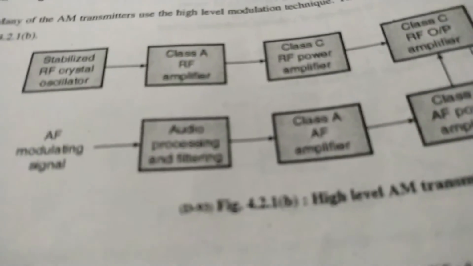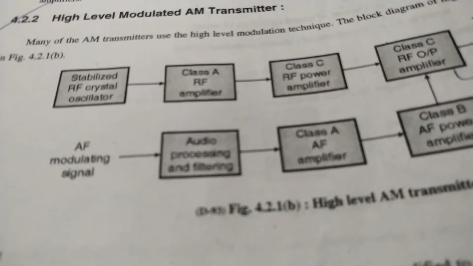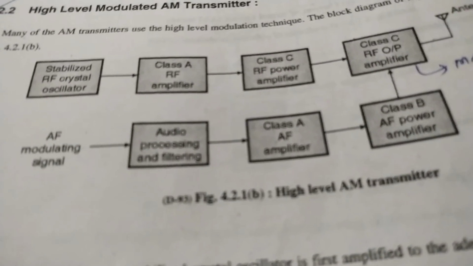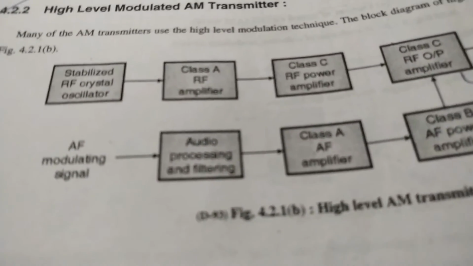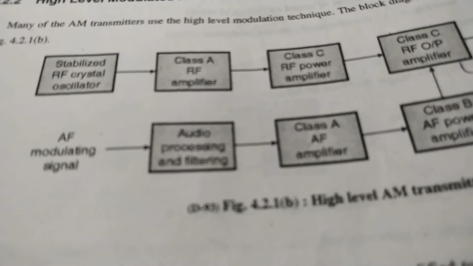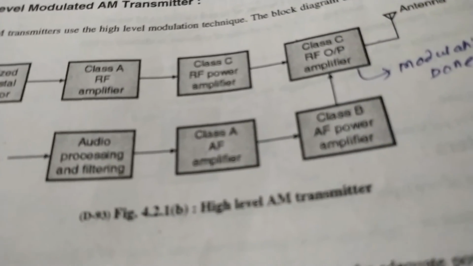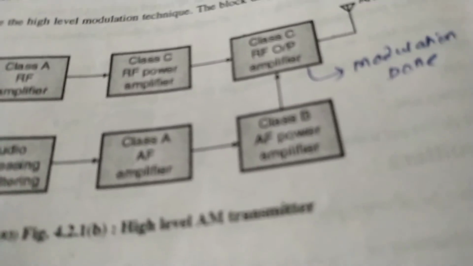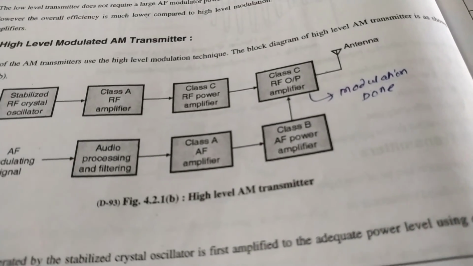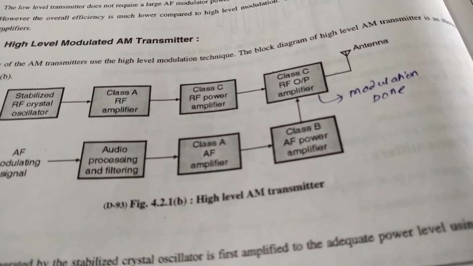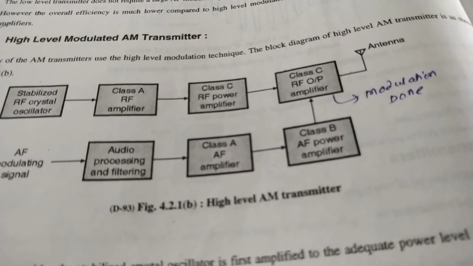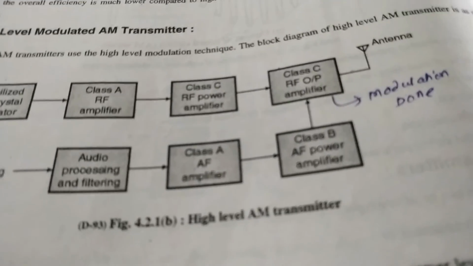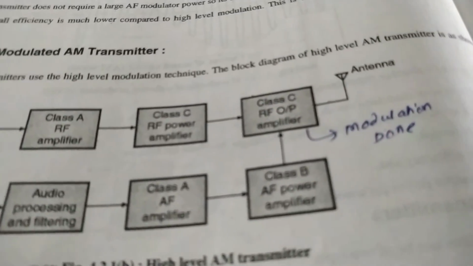Then, as in the low level modulated transmitter, here you can observe the high level modulator transmitter. Again the original signal is generated by the audio processing and filtering unit. After that the signal is transferred to the class A and class B amplifiers, which are used to generate a good quality original signal and remove some distortion, and the original signal is then transferred to the class C.